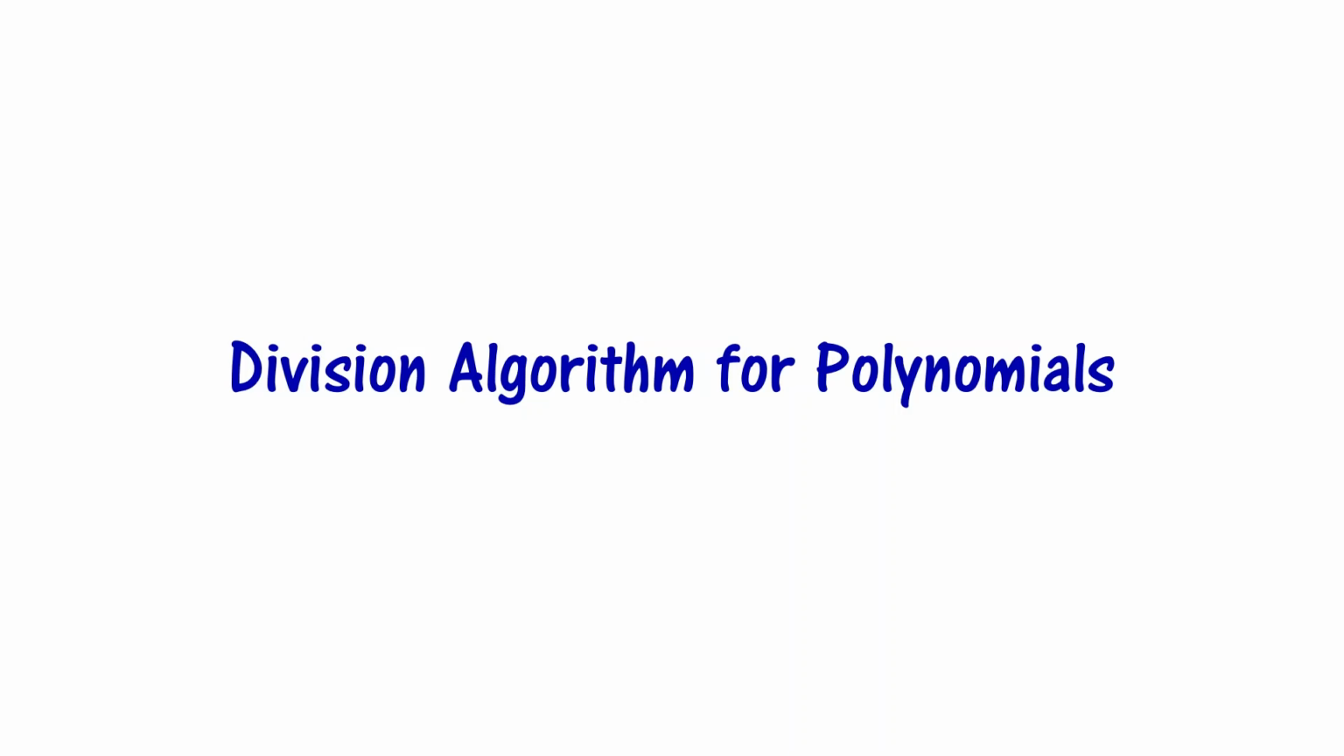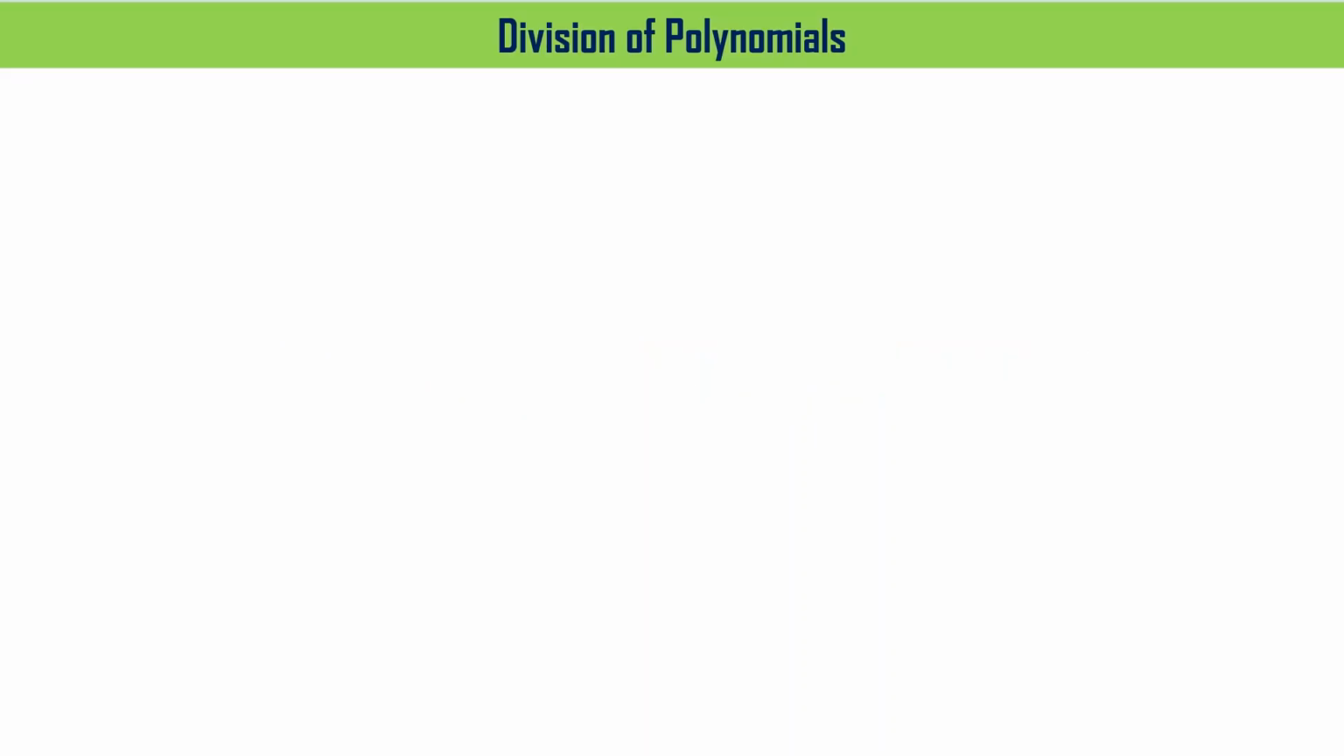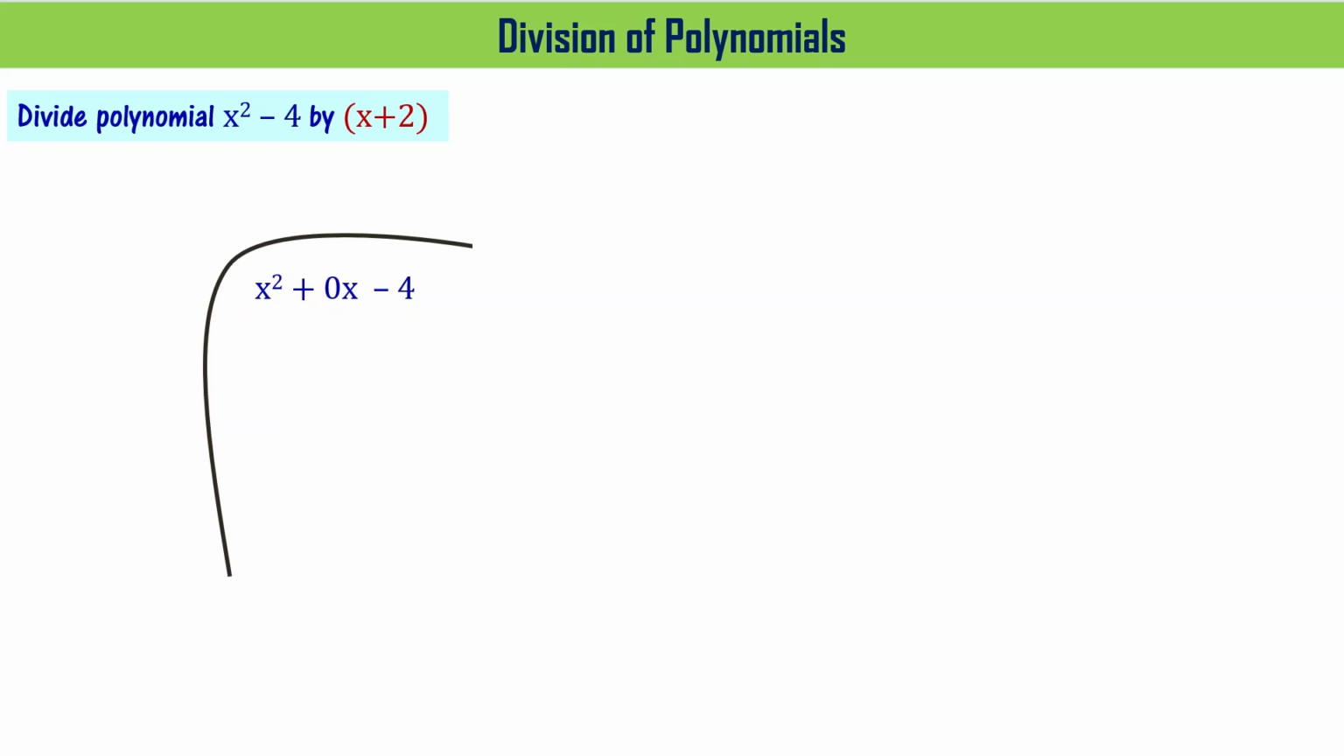Let's learn about division algorithm for polynomials now. Prior to that, let's do some division problems. Let us divide polynomial x square minus 4 by x plus 2. For that, we'll write x square minus 4 as x square plus 0x minus 4 as shown here, and draw a line and write x plus 2 on the other side of the line as shown here.